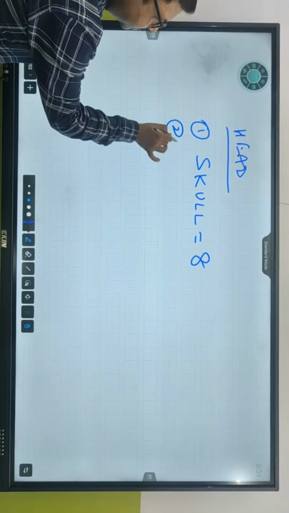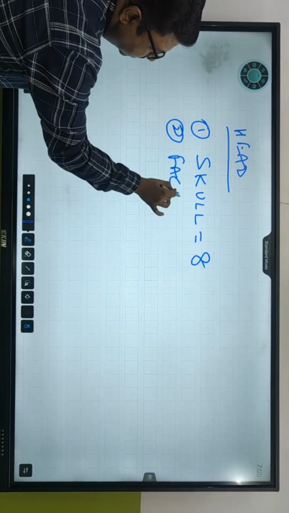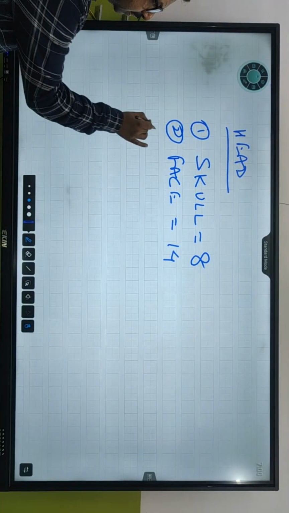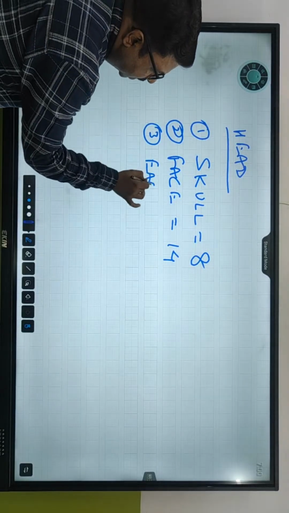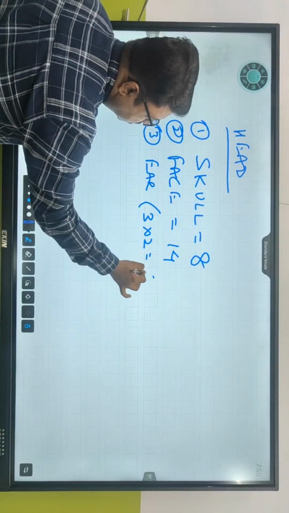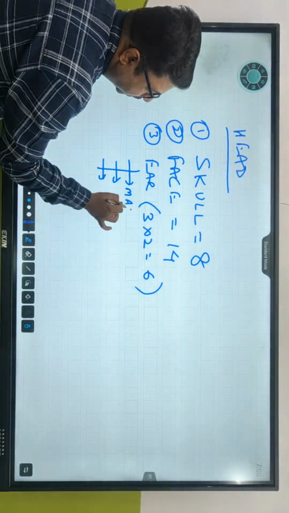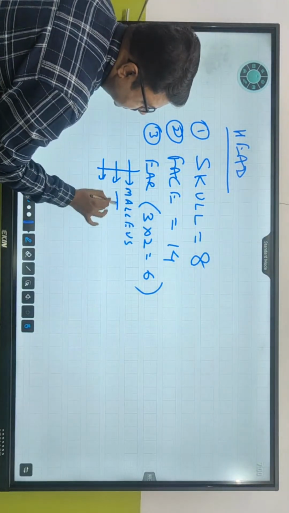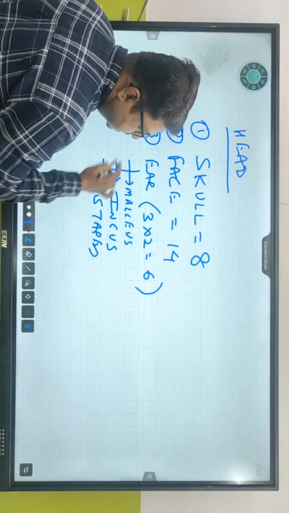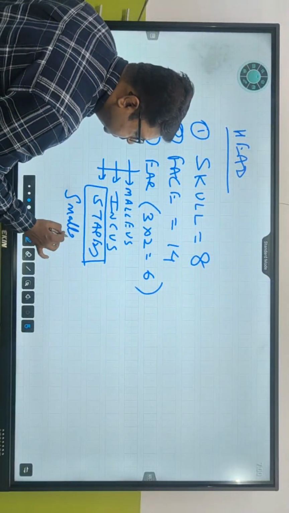Now, next क्या है? Head region में देखो. अच्छा, skull के बाद face. Facial bones कितने सारे हैं? 14 bones are there in the face. Then third, ear. In one ear, there are 3 bones. Into 2 is equal to 6 bones. और ये ear bones आप जानते हो? नाम बोलो. Malleus, incus, and stapes. So stapes is the smallest bone. You already know that.